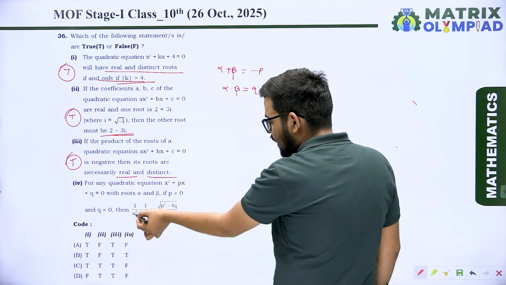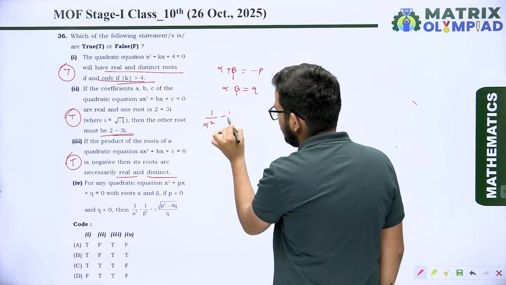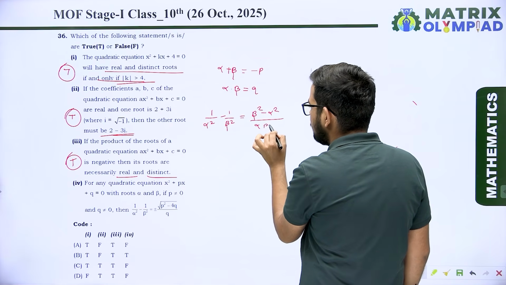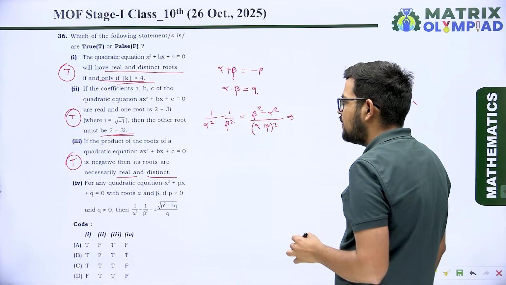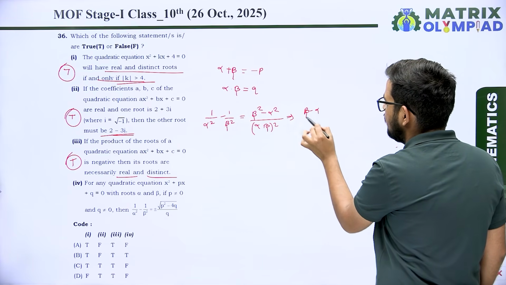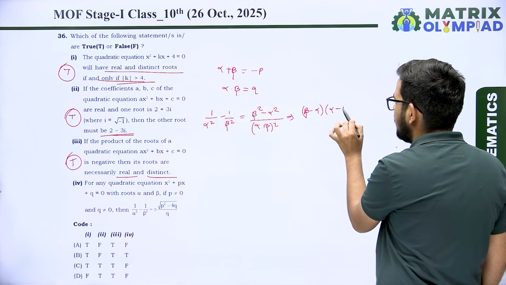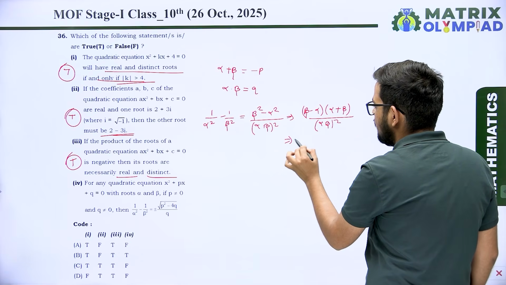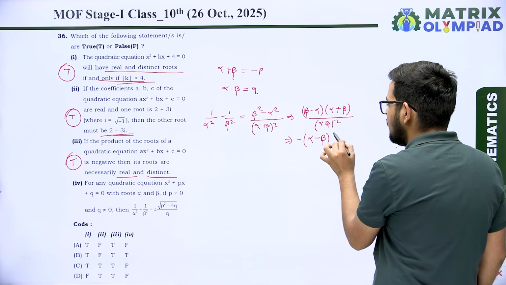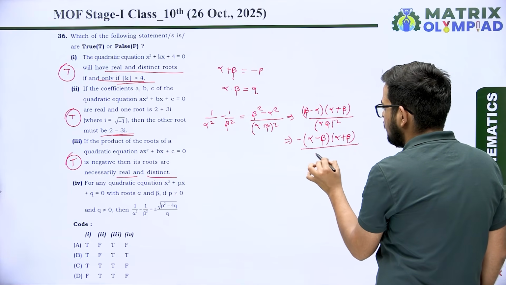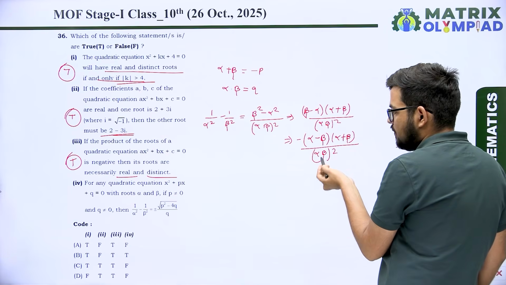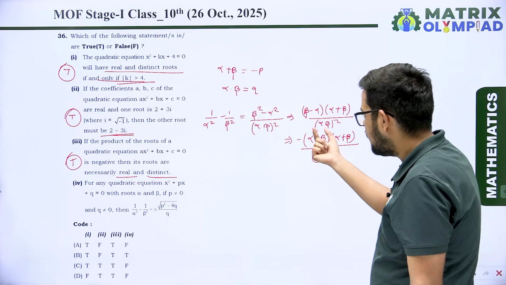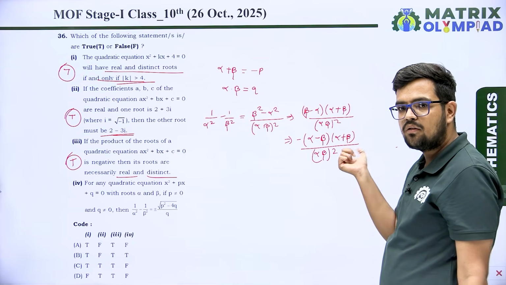Now 1 upon alpha square minus 1 upon beta square will be beta square minus alpha square upon alpha dot beta whole square. So beta square minus alpha square can be written as beta minus alpha into alpha plus beta upon alpha dot beta whole square. So you can write minus of alpha minus beta and alpha plus beta upon alpha beta whole square. If alpha plus beta is given and alpha dot beta is given, we have to find the value of only alpha minus beta and substitute here.